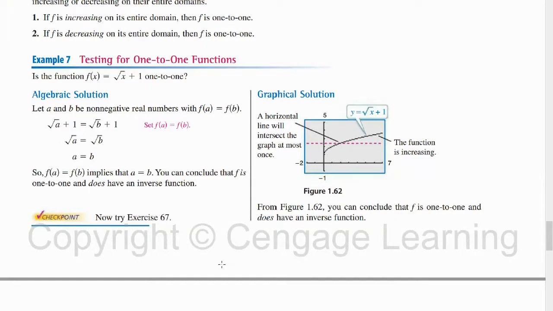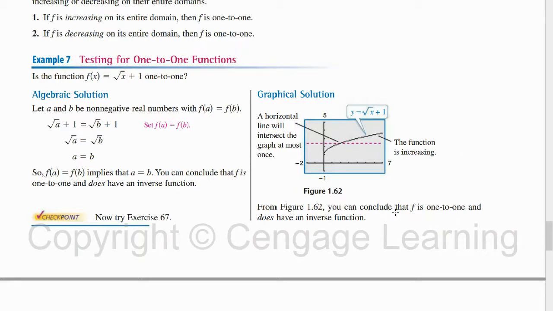So in example 7, we're testing for a one-to-one function. We've got the function square root of x plus 1. Is it one-to-one? Well, let's first of all look at the graphical approach. If you were to graph the square root of x, that's a square root function shifted 1 unit up. So it looks like this right here. It would pass the horizontal line test. So all that means is no y values ever repeat. So of course that means in its inverse, because remember they switch, no x values would repeat.